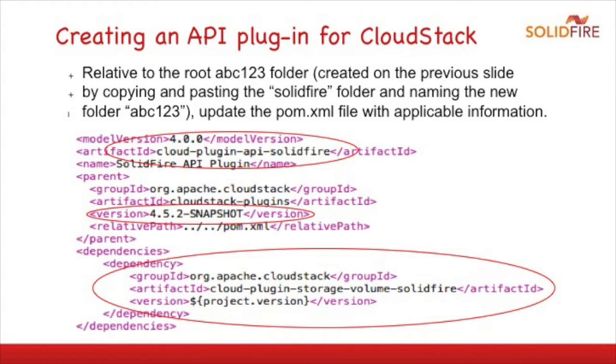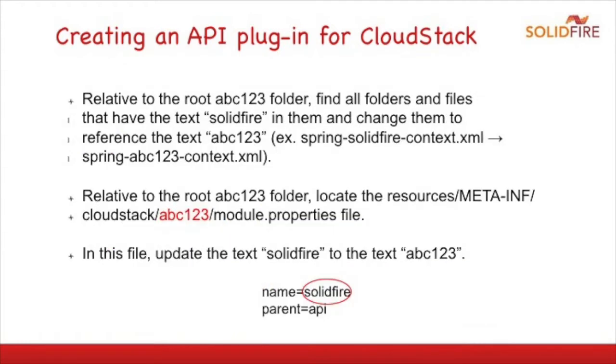All right, so now that we've changed that POM file, if we just did a copy and paste, there's actually going to be a whole bunch of files that have the name SolidFire in them. So not very fun, but we'd have to go in and just search and replace. Change folders that have the name SolidFire to ABC123, change files to ABC123.